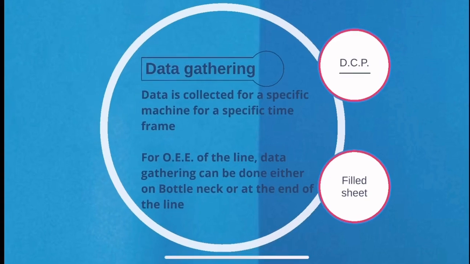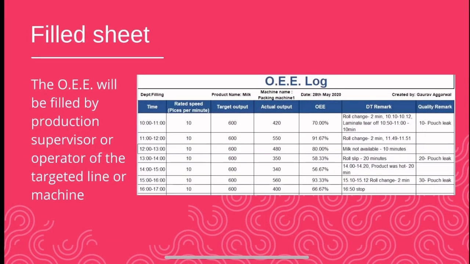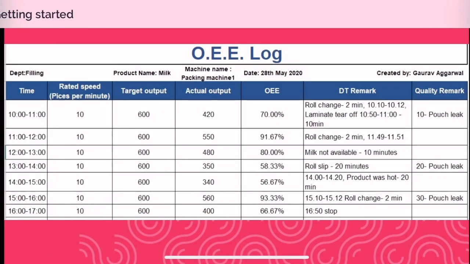Now I will show you an illustration of how the filled sheet looks. This is an example of a filled sheet. In this example, you can see that we have mentioned the department as filling, the product name as milk, and we have assumed that this is a packing line of milk where the milk pouch is packed. So the machine name is packing machine 1. It is dated 28th of May 2020, and the operator or the supervisor who has filled this sheet is Gaurav Agrawal.